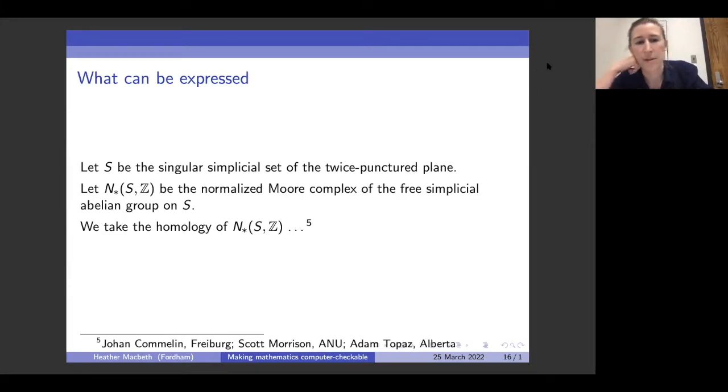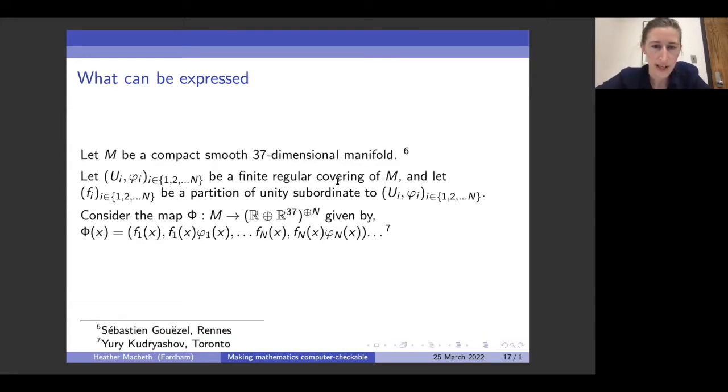You can take a topological space, take its singular simplicial set, and take the associated normalized Moore complex, and then take the homology of that. You can take a smooth manifold. This is a very large manifold library, still on the level of just smooth manifolds and smooth maps and simple facts about them, but it takes a lot of infrastructure to build up a manifolds library, and it's been a lot of work. So this was done by Sebastian.